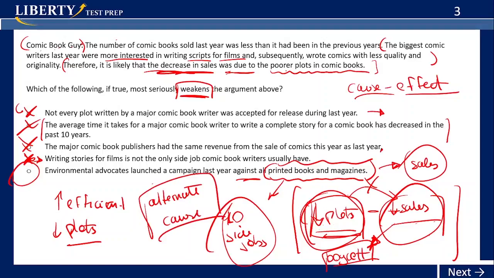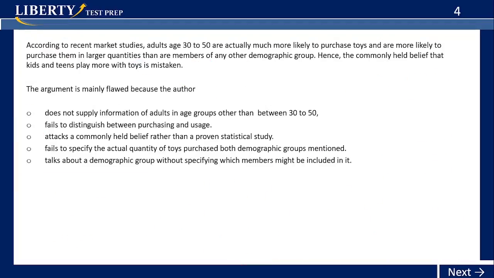Pretty simple, right? So that's our cause effect. All right, so here we have question number 4 for strengthening and weakening. So do it. You already know that you have 2 minutes. And then we're going to go over the answer.